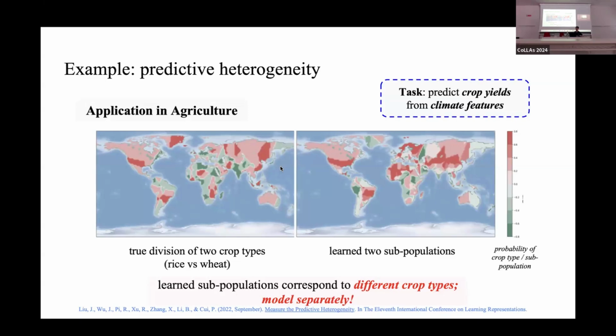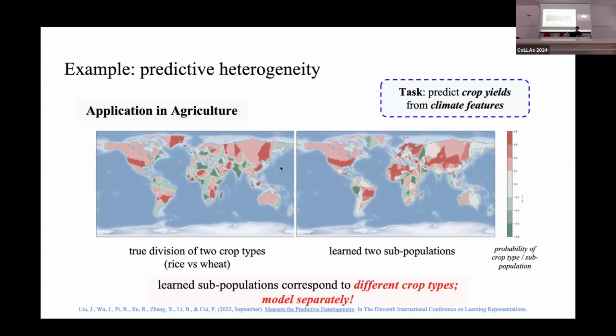In this task, it's clear that the crop type affects the prediction. But our prediction model does not have this feature, and it does not know about the crop type. In the last figure, we draw the true division of two crop types around the world. In the right figure, we show the two subpopulations learned by our predictive heterogeneity. We can see that these two figures overlap a bit, and the predictive heterogeneity actually learns subpopulations with different crop types.